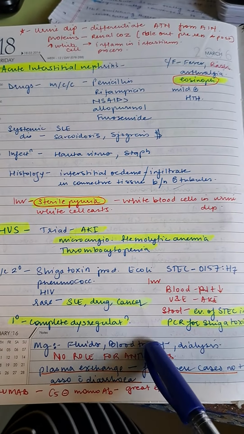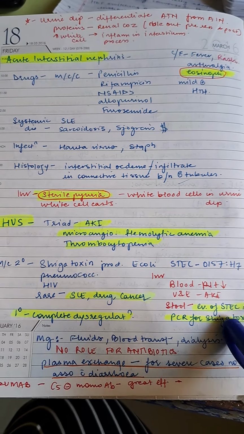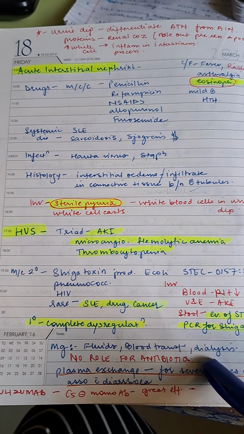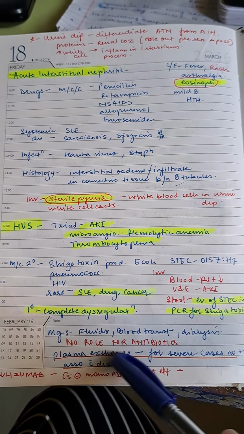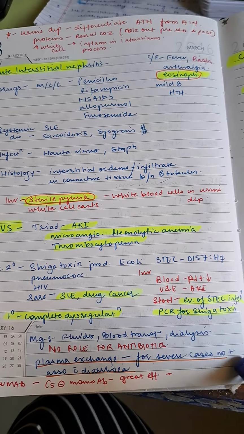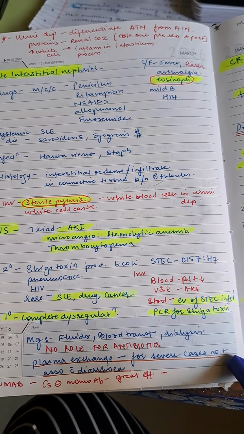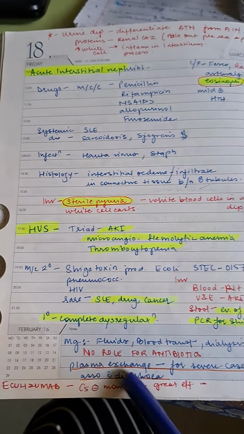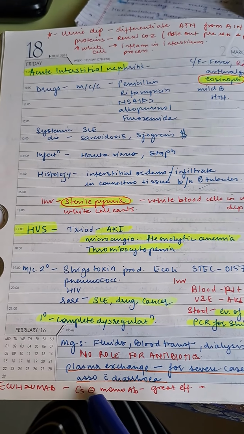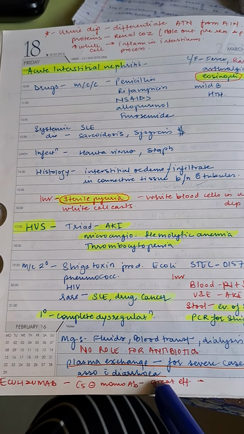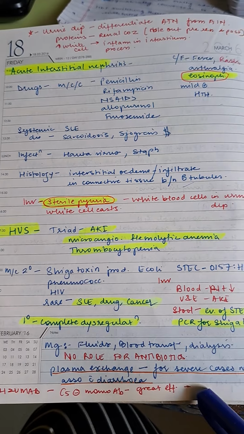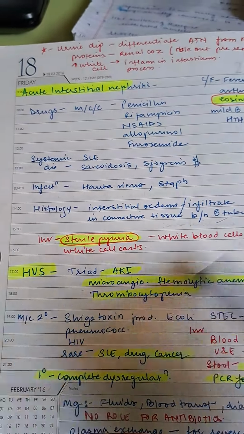Management: fluids, blood transfusion, dialysis. There is no role of antibiotics in HUS. Plasma exchange for severe cases, which is not associated with diarrhea. Eculizumab, which is a C5 inhibiting monoclonal antibody, has great efficacy in HUS.